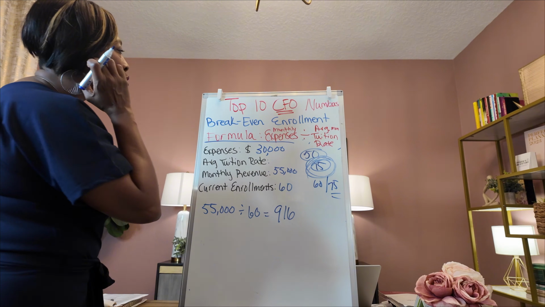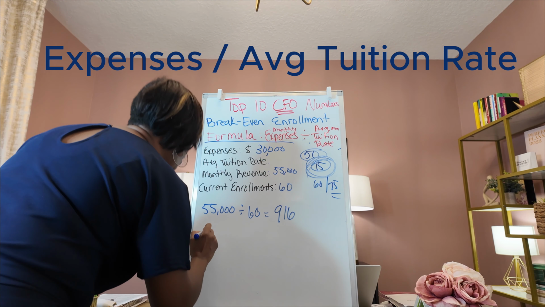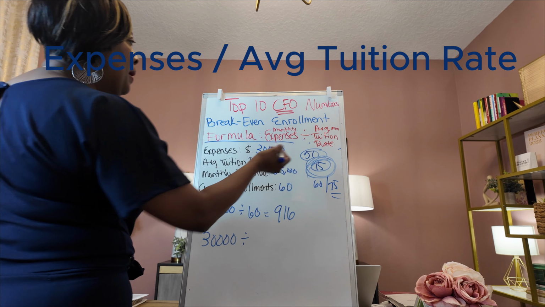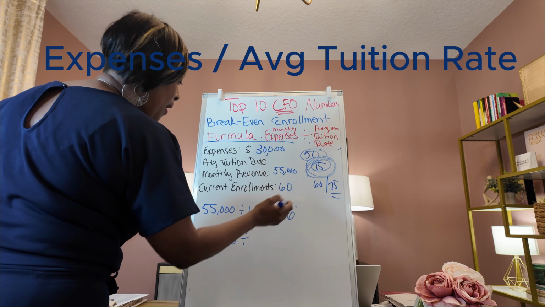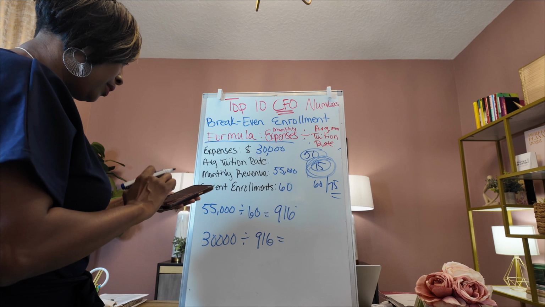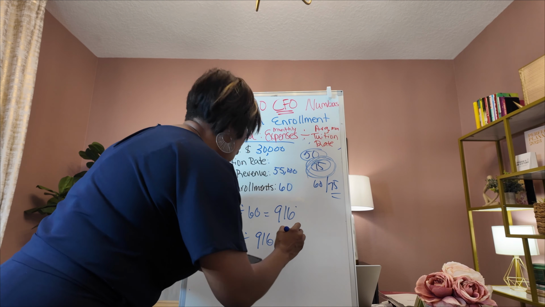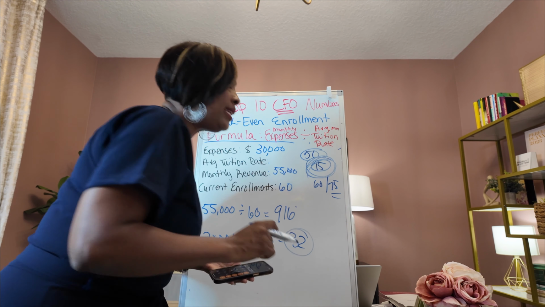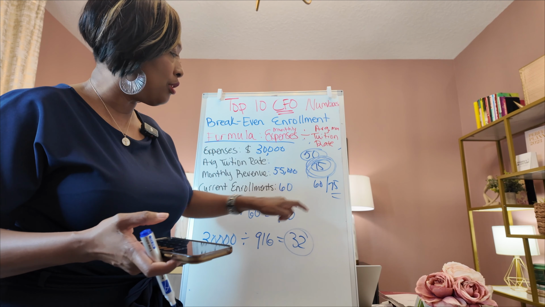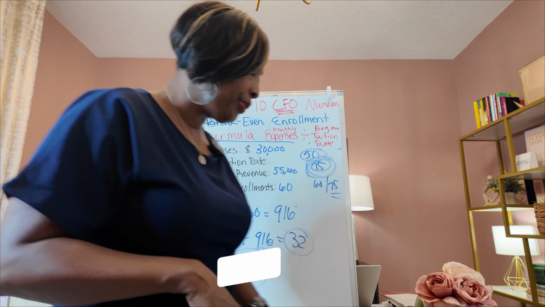So now I can do my break even, which is my total monthly expenses, which is what? $30,000 divided by my average tuition, which is this number right here. That gives me 30,000 divided by 916. That gives me 32. It's saying that my break even is 32 enrollments. How many do you currently have? 60. Why is this important?